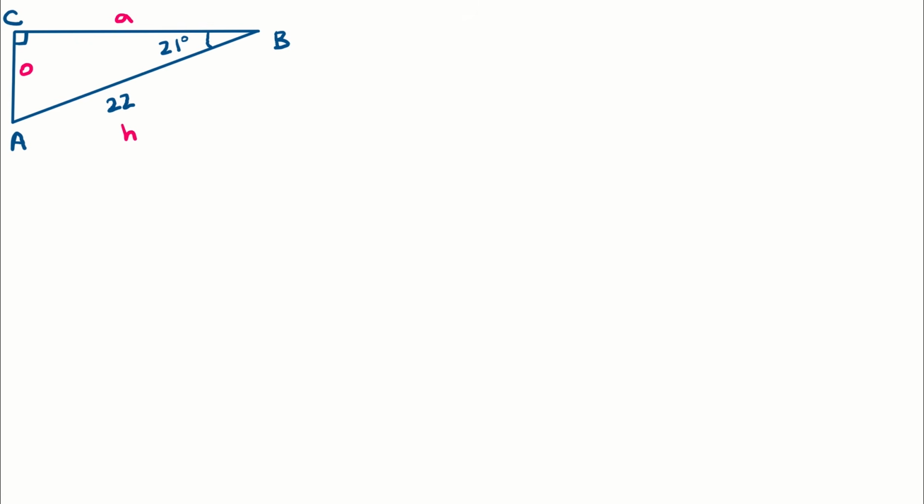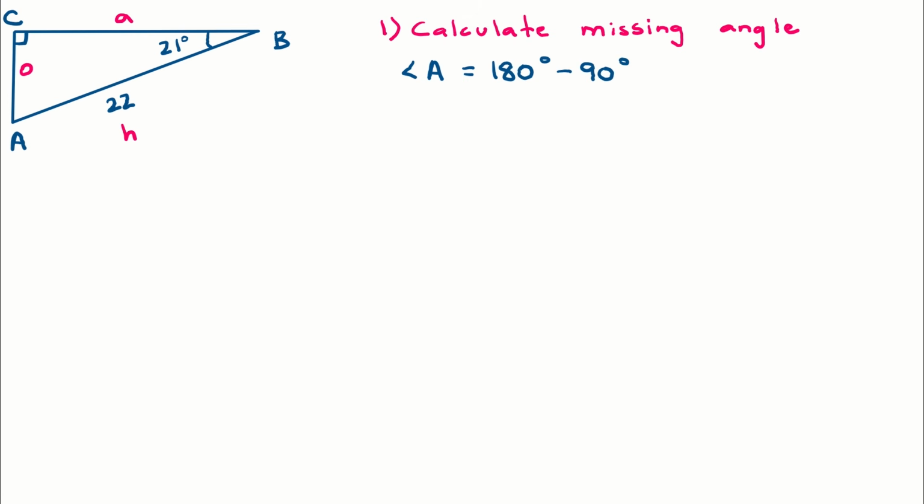We're going to start the same way. We're going to calculate that missing angle, so angle A. So calculating that angle, again, quite easy. Angle A would be equal to 180 minus 90 minus 21, which means that angle A is equal to 69 degrees.